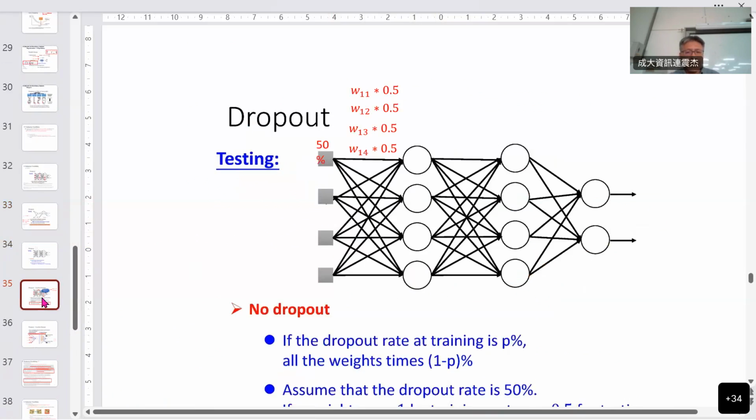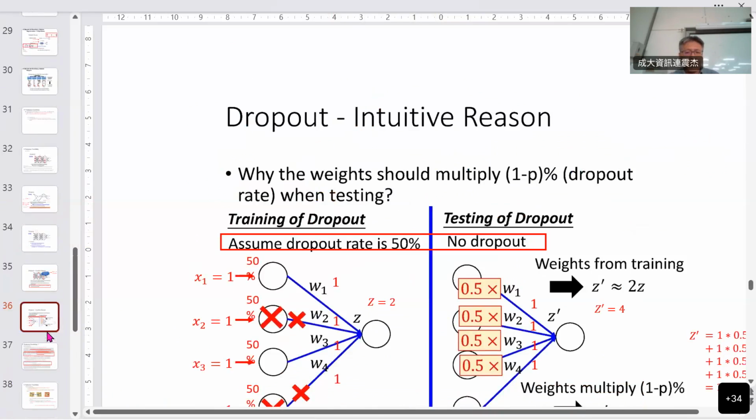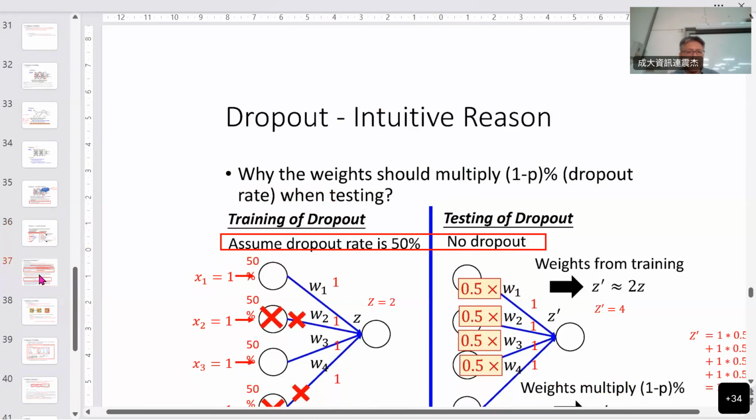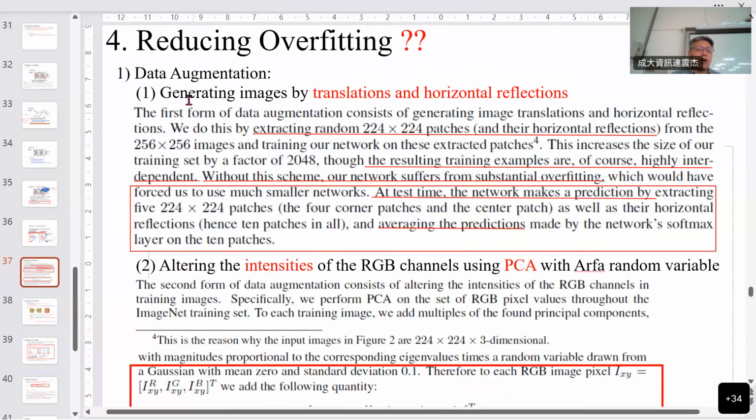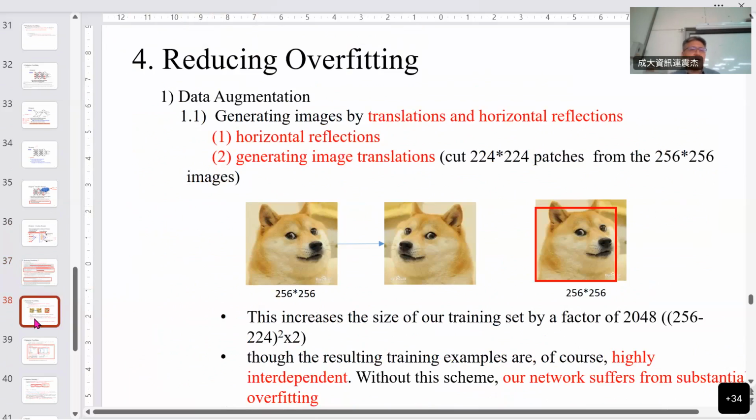Okay, we talk about data augmentation. The easy way is to take an original image and flip the mirror, so you have two; one becomes two.